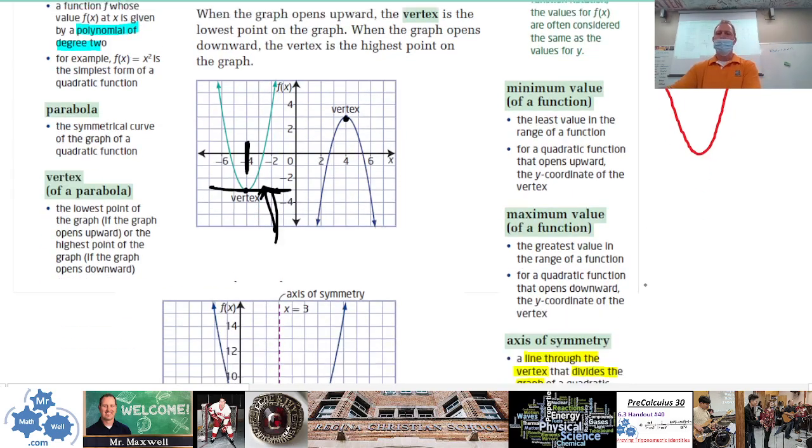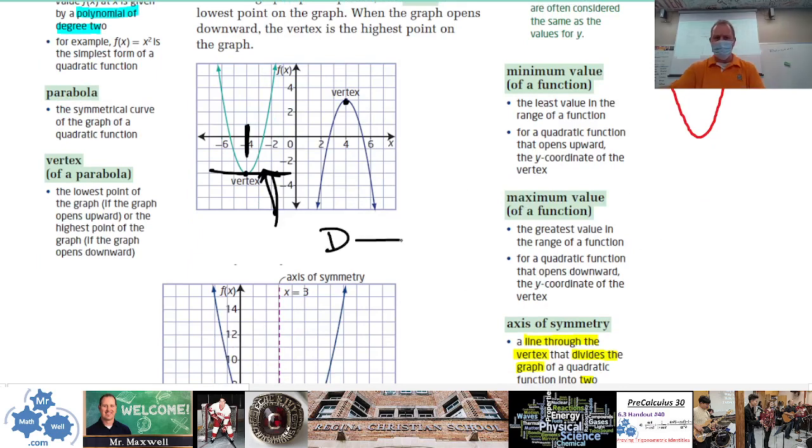Okay. Remember domain and range? Domain is x values. Domain is this way. You think about the x values. The range is the y values. So how high does it go? How low does it go? That's the range. X domain, y range. Okay. Good with that?